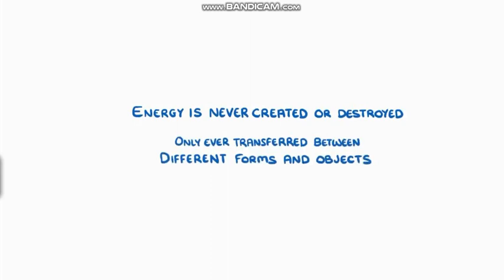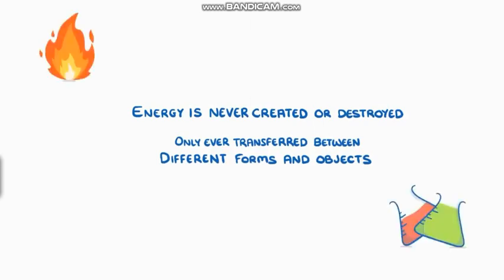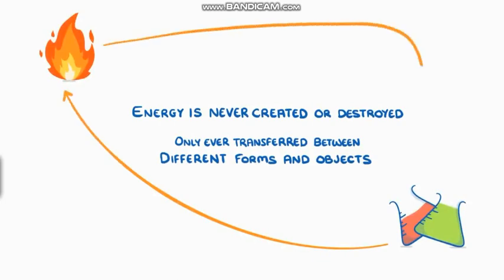The most essential thing to learn from this video is that energy is never created or destroyed. It's only ever transferred between different forms and objects. This principle underlies loads of the physics course. But today, we're just going to look at the different forms that energy can take, how energy moves between them, and what we mean by the term work done.